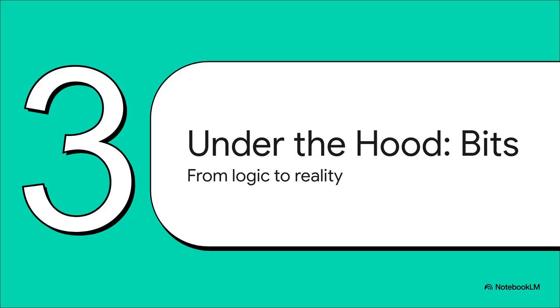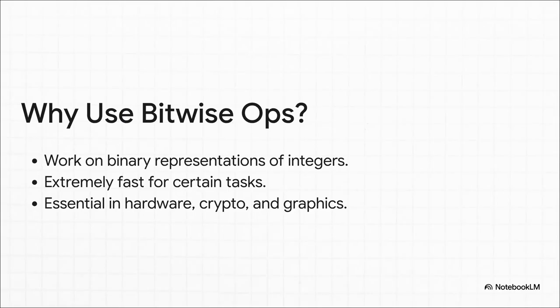Okay, we've covered the high-level logic. Now let's go deeper. We're about to pull back the curtain and look at how computers actually think. We're moving from the abstract world of true and false down to the binary reality of ones and zeros. Now, you might be asking, okay, but why do I actually need to know this stuff? Well, bitwise operations are like a secret weapon for performance. Because they work directly at the binary level, they are blazing fast.